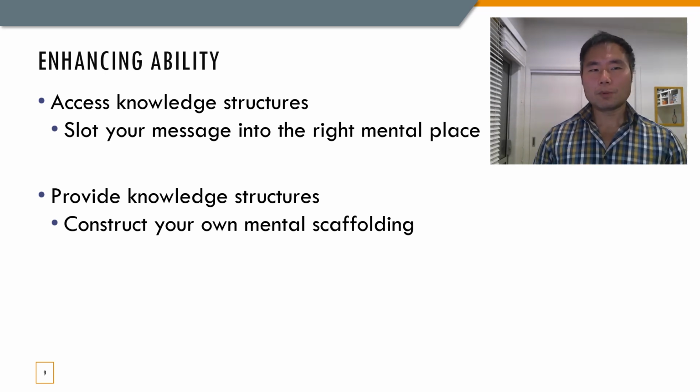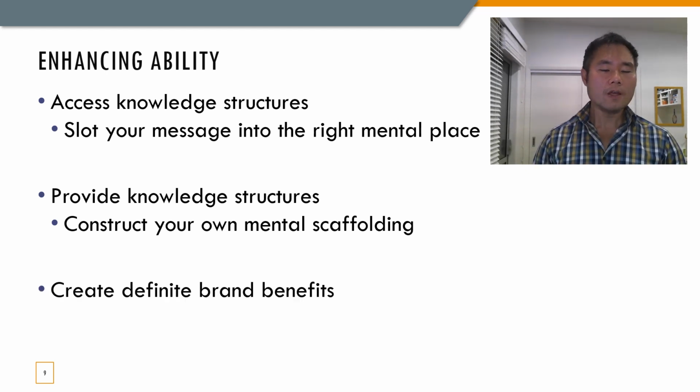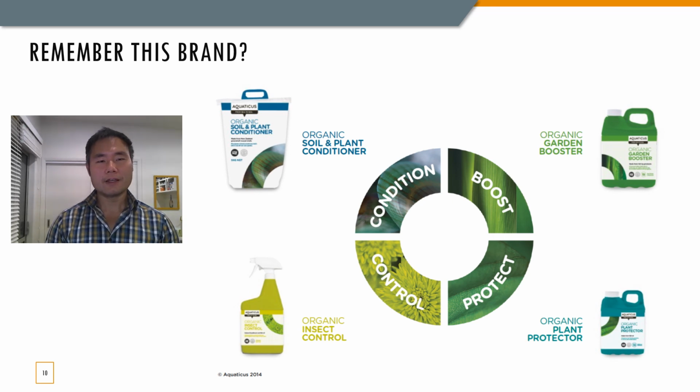Now, provided you're a product that doesn't have an existing knowledge structure, then you can make your own structures. And then once that's established, it becomes very easy to tag on new product information you may have in the future. You can create your definite brand benefits because benefits are very easy to remember, right? And so all that means is that you have to be very clear about what your brand does well. So remember this brand, this is a brand that I've done some consulting on. As you know, it's an organic fish fertilizer based on using the waste product of the fishing industry, it's Aquaticus.